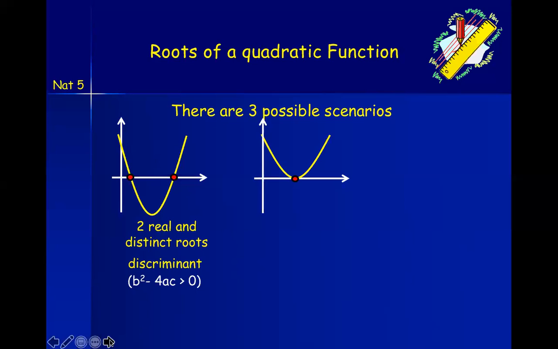If, for example, your graph touches the x-axis, or the x-axis is a tangent to the graph, touching the x-axis at one point only, then that means your b squared minus 4ac is equal to 0. So whenever you get b squared minus 4ac equal to 0, you would need to state that with this quadratic, I've got two equal real roots.